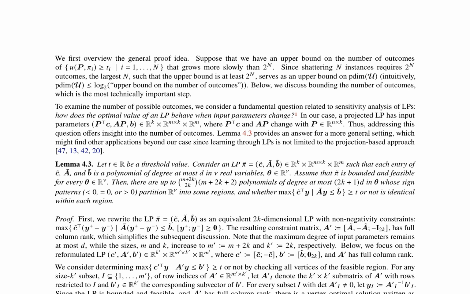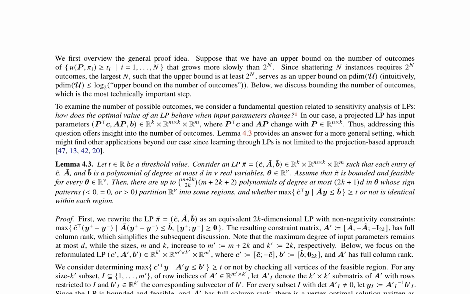The authors present a general proof idea for bounding the number of outcomes in a projected linear program, LP. They introduce Lemma 4.3, which provides an answer for a more general setting. This lemma states that for an LP with input parameters changing with a polynomial of degree at most d, there are up to m plus 2k polynomials of degree at most 2k plus 1 times d, whose sign patterns partition the input space into regions, and the optimal value is identical within each region.